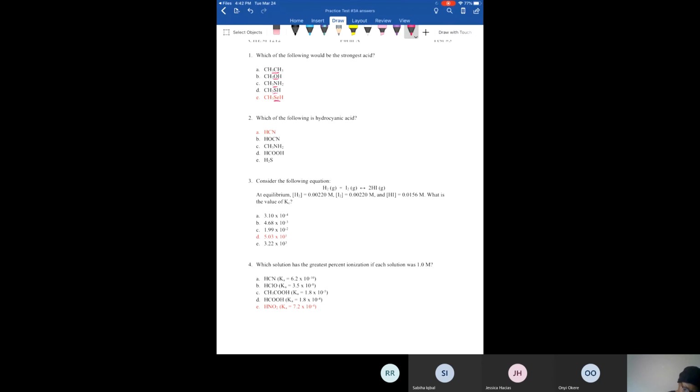So if you go by size, Se is greater than S is greater than O is greater than N is greater than C. So if you were looking for the strength of your acid, CH3 would be very weak. It's not really going to give away an electron very easily.